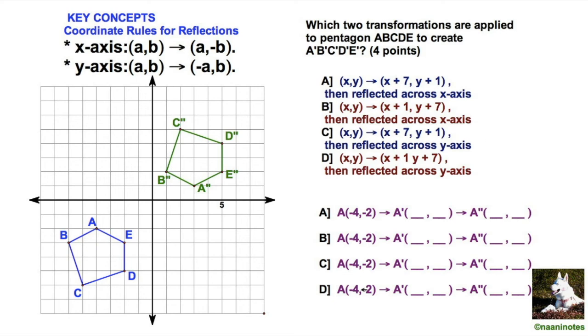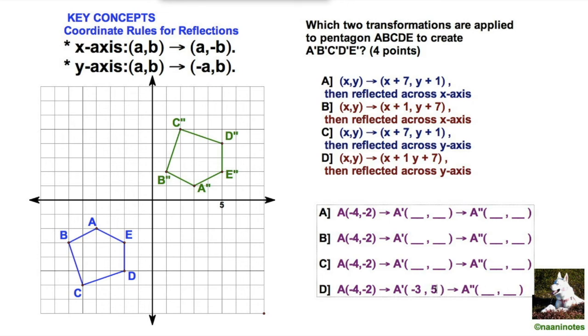Let's take the point A. And what's it going to take to end up here at 3, 1? Well, let's try this one. I'm just going to start here at D, for instance. X plus 1, so -4 plus 1 is -3. -2 plus 7, well, that's going to be 5.